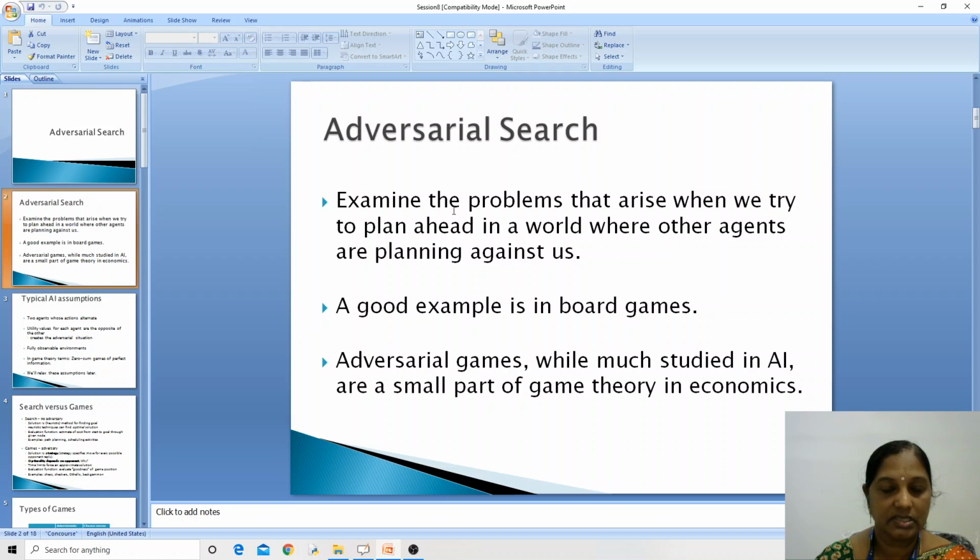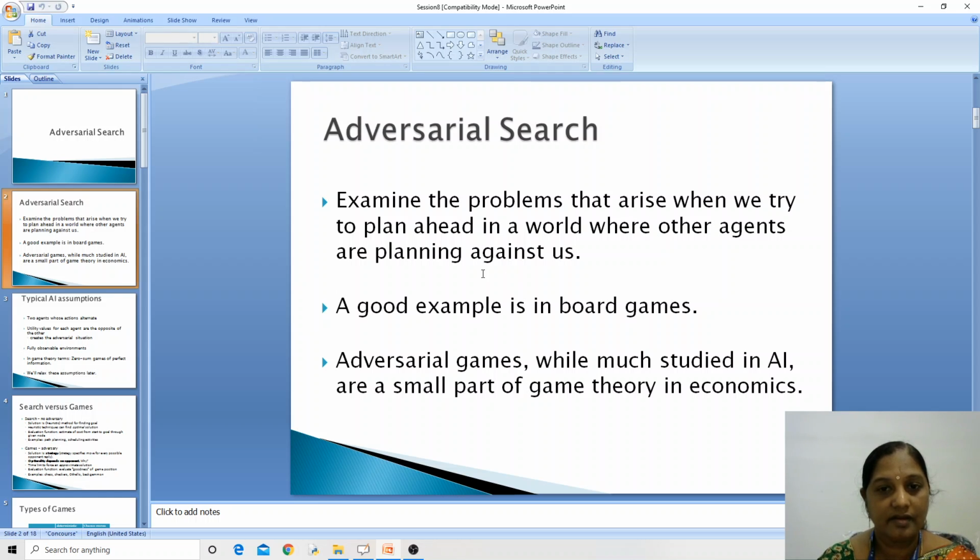So adversarial search is a game playing technique, as I told you. Here, we examine the problems that arise when we try to plan ahead in a world where other agents are planning against us. What kind of games come under this game theory technique? Only the games where you are thinking logically, with human intelligence, come under this theory. The games that depend on a luck factor will not come under game theory. If you are playing tic tac toe or chess, you always have to show your intelligence to win the game. But if you rely on luck, you never win that game.